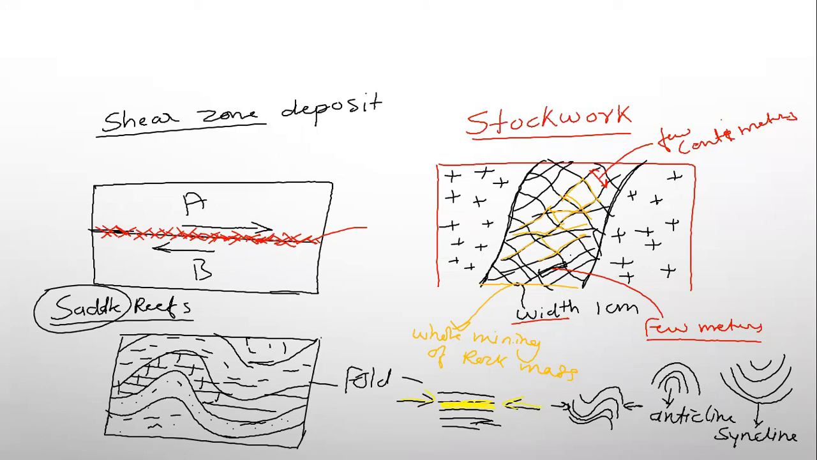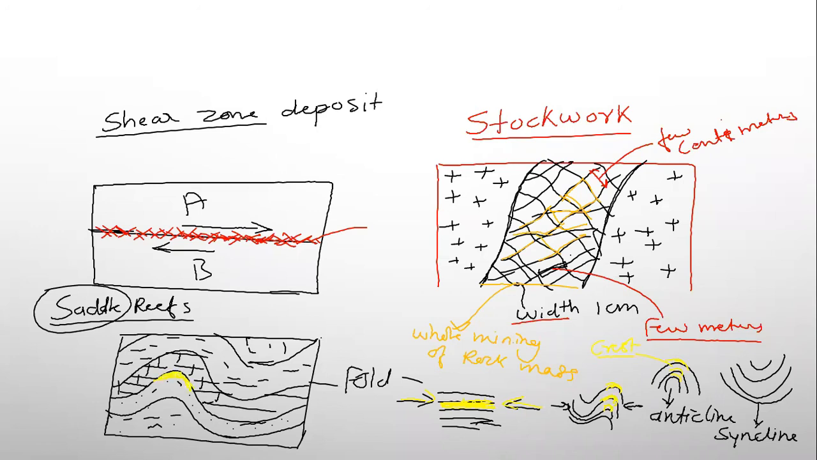This material, which is here, yellow color, will go to the anticline folds here. So it will concentrate on anticlines. These are anticlines, or they are called the crest. C-R-E-S-T, crest. So in this crest only, there will be deposition of ore.